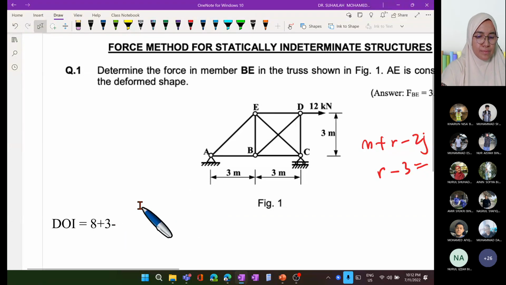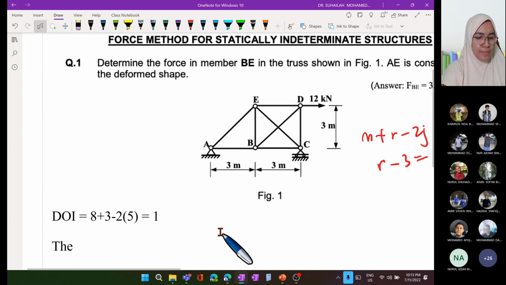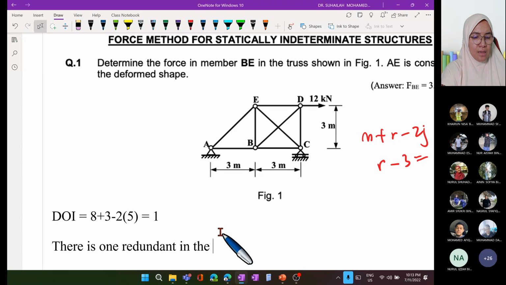How many joints? 5. So it is equivalent to 1. Okay, that means there is 1 redundant in the truss. Now we want to check whether the redundant is member force or reaction.